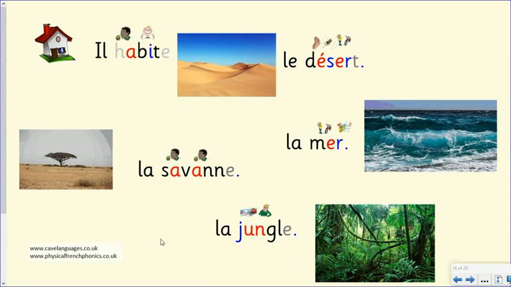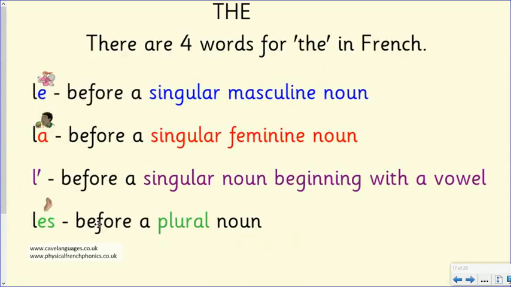So you need to have the word for the in front. If obviously you want to have a different habitat, you're going to need to look it up in the dictionary and then find the correct word for the in front. So, quick revision of that. Do you remember it was le before a singular masculine noun, la before a feminine singular noun, l' before a singular noun beginning with a vowel, and les before any plural noun.